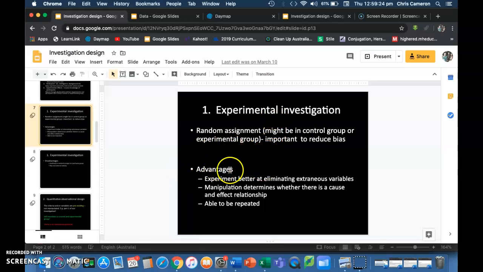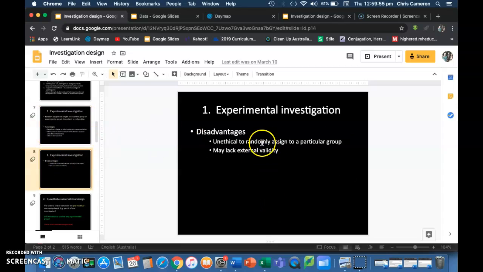So the advantages of an experiment are that they're very good at eliminating extraneous variables because you're manipulating one variable, and you practice random assignment that reduces personal bias, participant bias. You can also infer a strong cause and effect relationship, so the independent variable does affect the dependent variable. You can repeat it to have more confidence in those results.